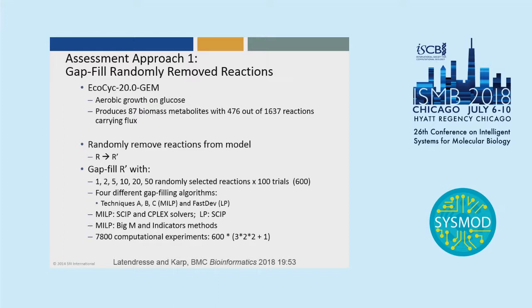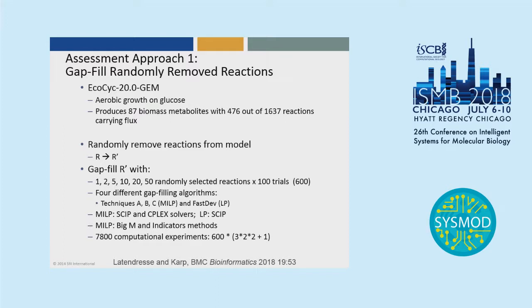So what we did was to randomly remove reactions from our model. If R is the starting set of reactions that are in the model, we transformed R to R prime by removing a certain set of reactions from the model. And we removed either one reaction at a time, or two reactions at a time, or 5 or 10 or 20 or 50 reactions at a time from the model, selecting at random. And we ran 100 trials of each of those numbers of removed reactions.